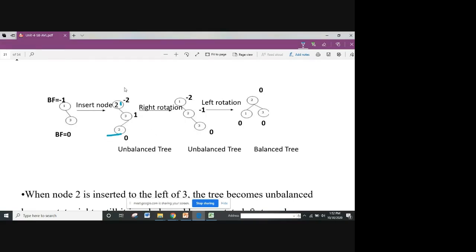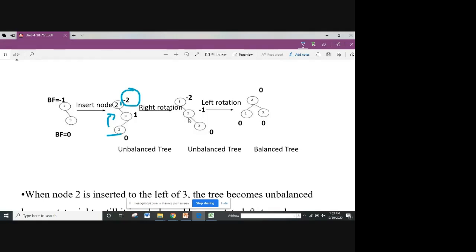Now I will find the balance factor. Balance factor is -2. So since I have inserted in the left side of 3, I will rotate right. So I will do the rotation like this. I will rotate right. So 2 will go up and 3 will come down.